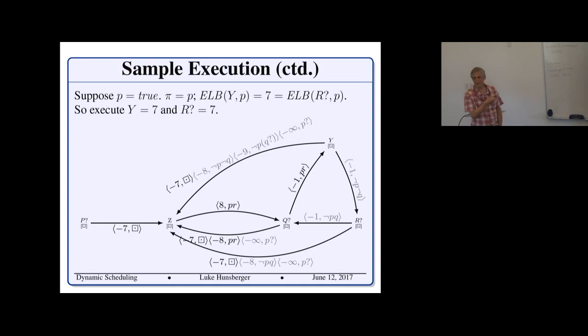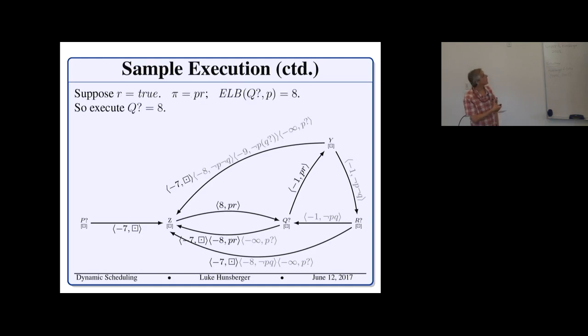By the way, we're assuming instantaneous reactivity here because it's a little easier to present, but you can also do it with non-instantaneous, and you can also do bounded reaction time. So then we execute Y at 7, and then we find out that Y and R at 7, and we find out Q can be executed in 8.